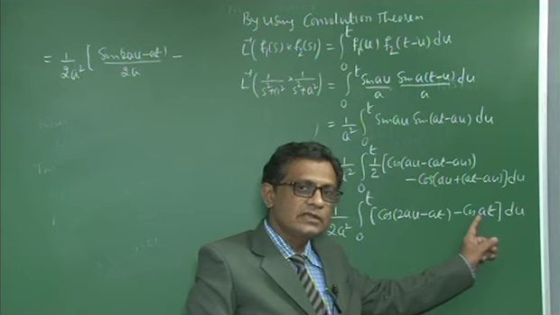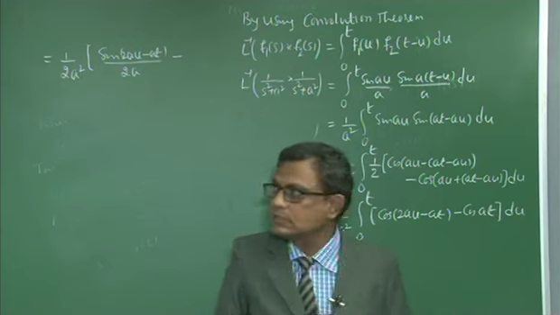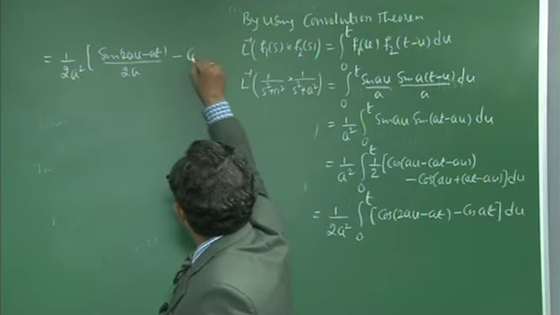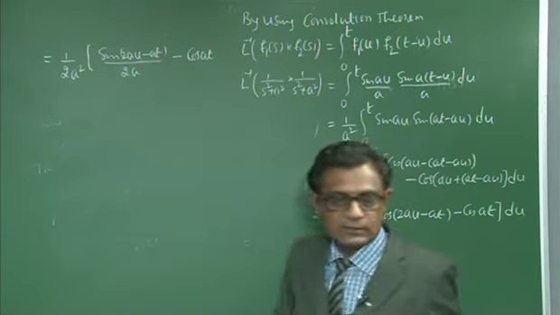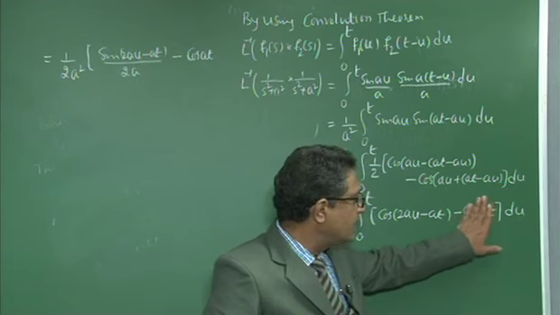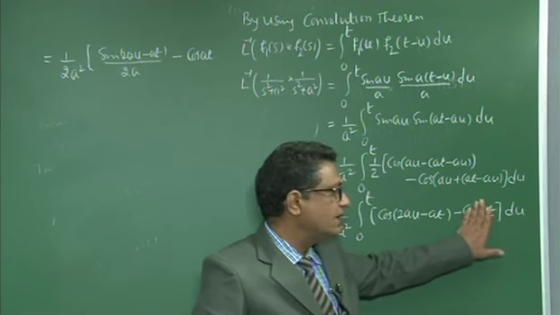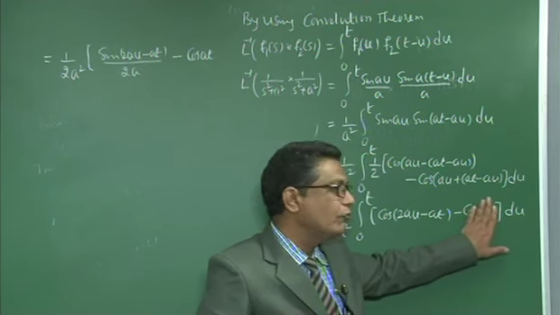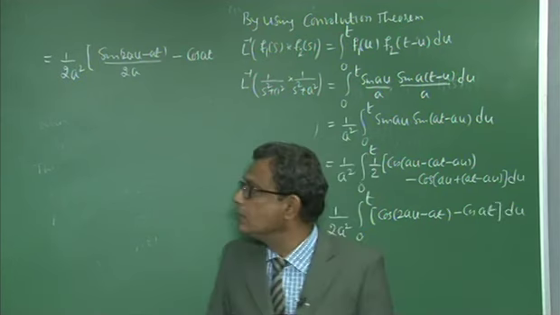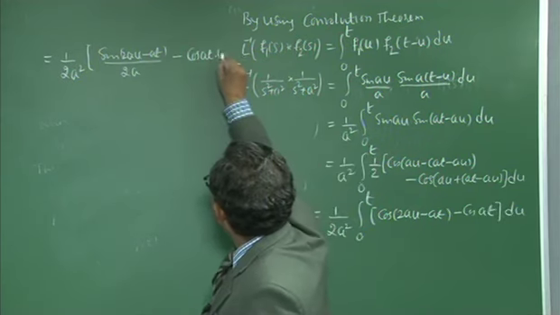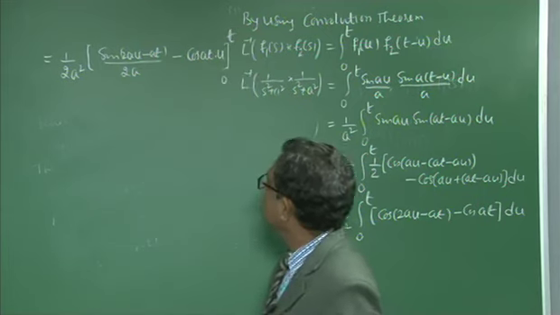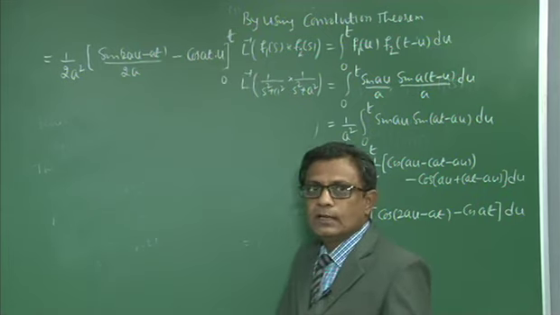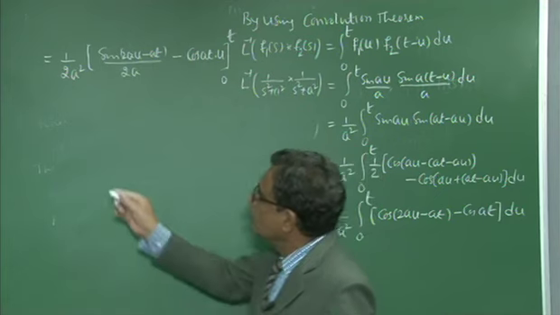What is the constant? Cos at is constant, so the integration of 1 du is u from 0 to t. Now substitute upper limit minus lower limit.